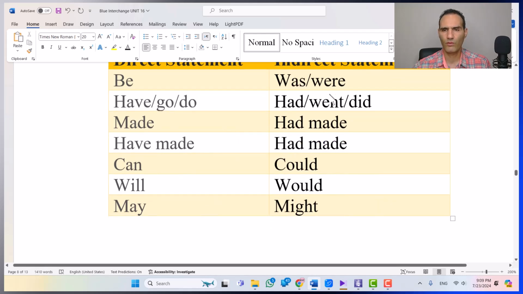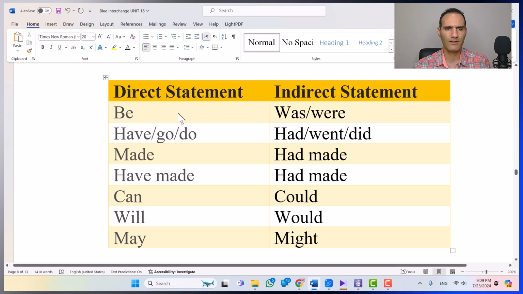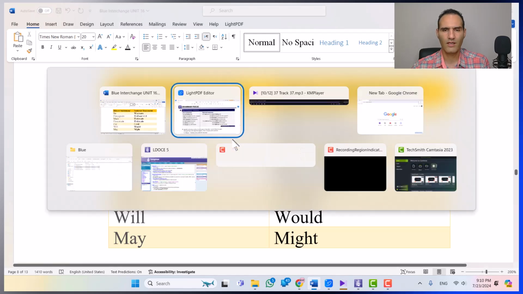Whatever verb it is, one tense back. Simple present, one tense back. Made. If the direct statement is in the past, the indirect one will be in past perfect, had pp. If the direct one is in present perfect, have made, the indirect one, again past perfect. So these two, simple past and present perfect, in direct statements will become had pp in indirect statements. Modals can will become could, will, would, and may, might, or whatever. Okay, so whatever the direct statement is, one tense before.